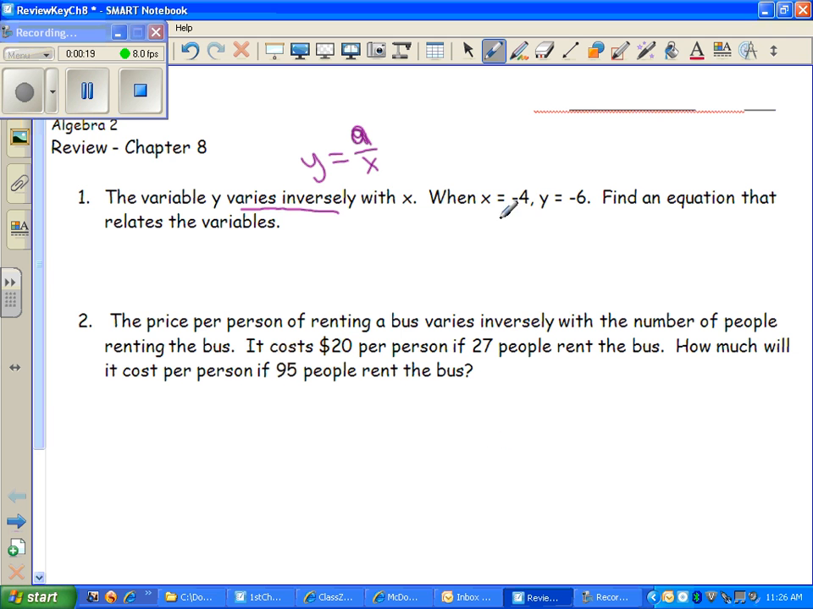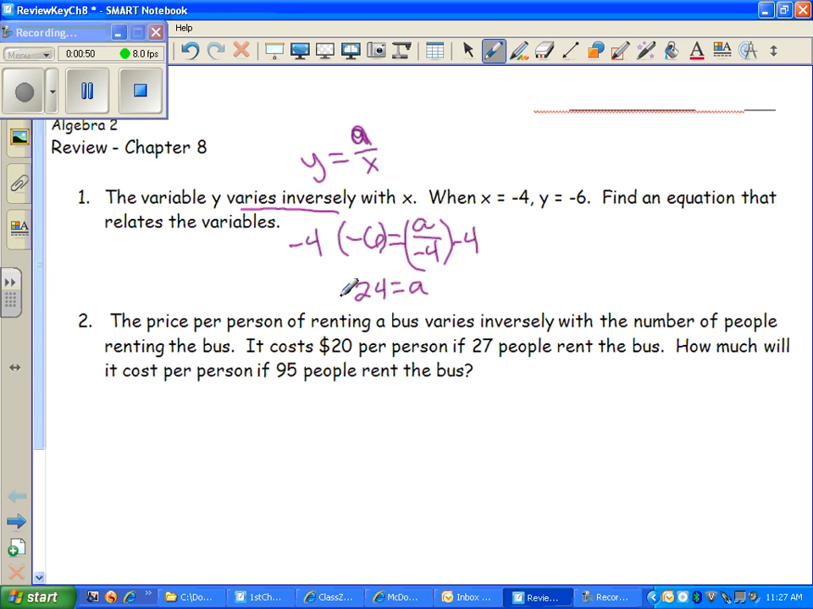And on this one, they're giving you an x and a y value, and you're required to figure out what a is and then write the equation. So our final answer is going to look like this, but we need to know what a is as a number. So I'm going to replace the y with -6 equal to a over x was -4. So to solve for a, we need to multiply both sides by -4. So -4 times -6 is 24, and that's the a value.